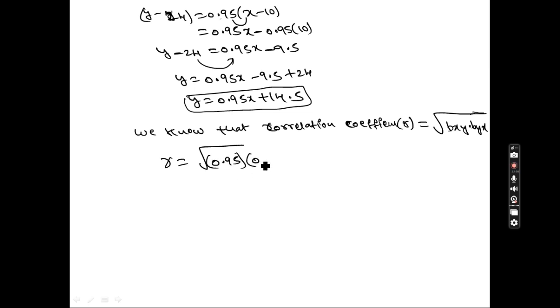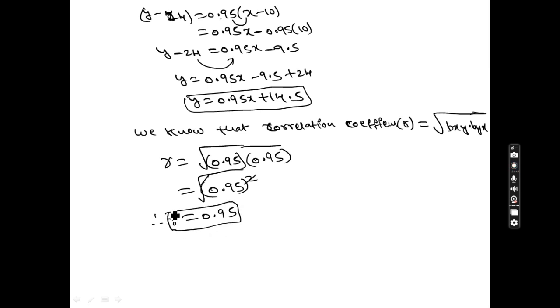Sometimes, as I said already, in other problems both will be different. So multiply both, it will become 0.95 whole square under root. You know root and square get cancelled, so it will be 0.95. Therefore the R value is nothing but 0.95. So the second part of the question is also completed. Just make a note of these things. Now I am going to the last part of the question.